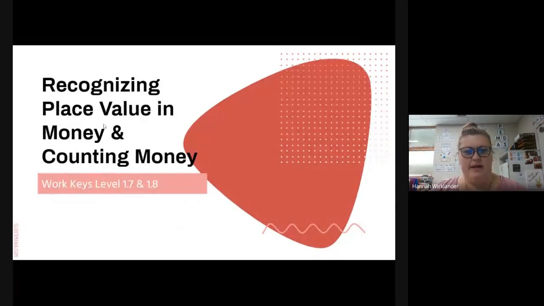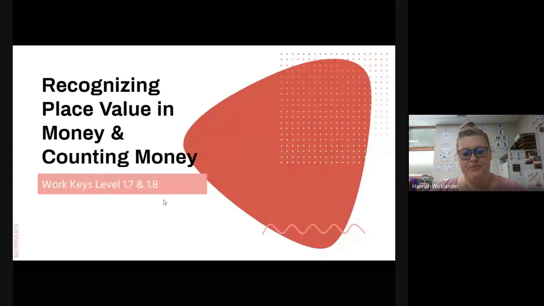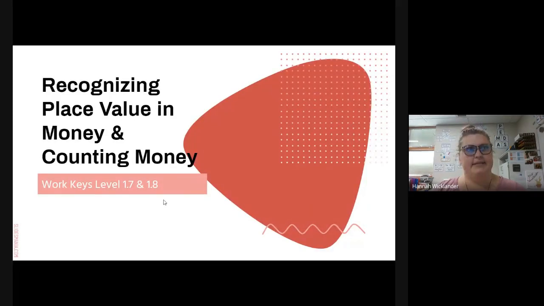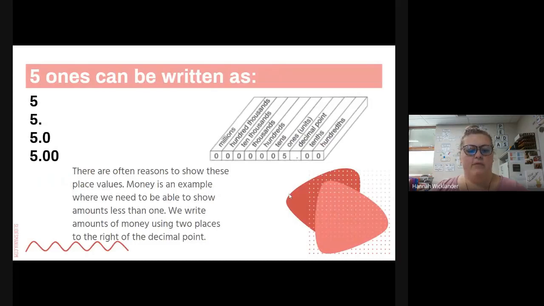Recognizing place value in money is 1.7. Counting money is 1.8. So 5 ones can be written as 5 with a decimal point, 5 decimal point 0, or 5 decimal point 00. So last week we worked with the left side of this place value chart, and today we're going to be working with kind of the right side after the decimal point, so anything beyond the decimal point.